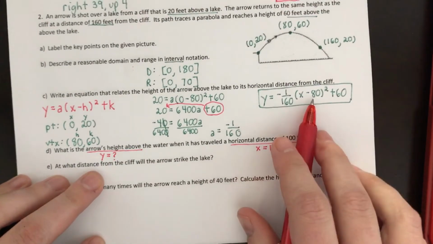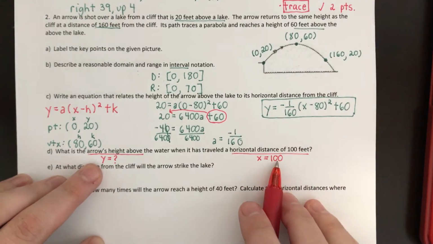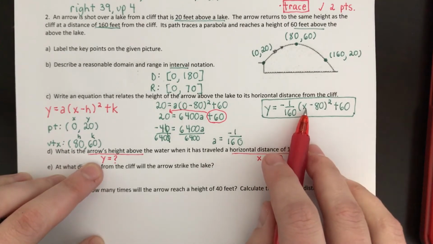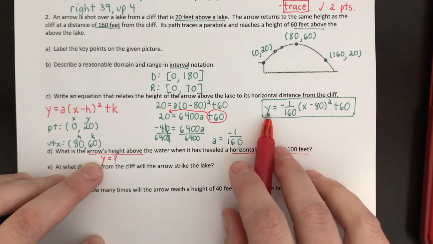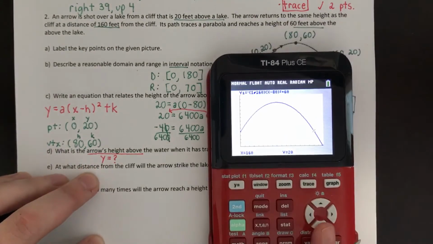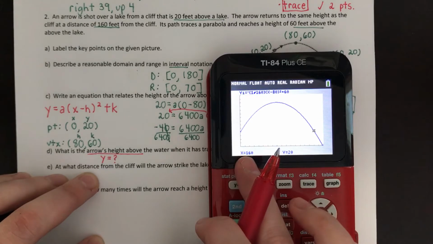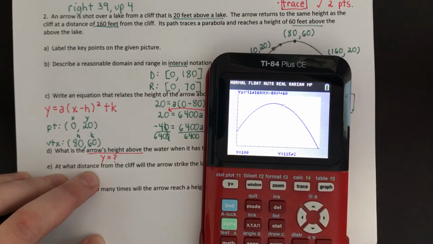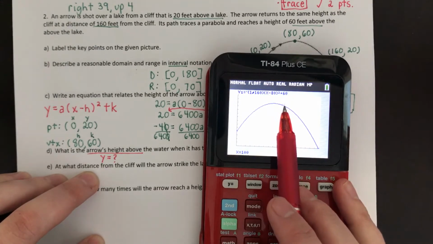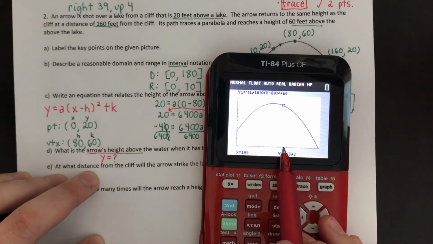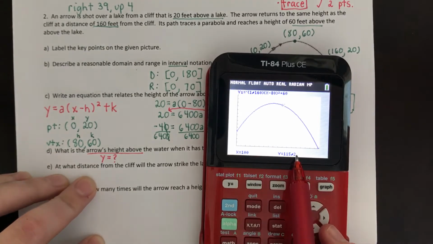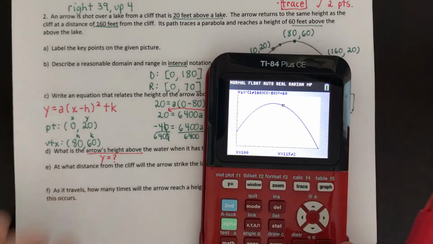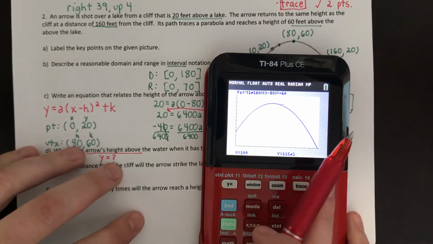Well, you've got the equation. You have a couple of choices. You could certainly plug in 100 for X here. You could type that in the home screen and get out your Y. But we've already got the calculator here. We've already got the trace key on. I can go ahead and hit 100, X equals 100 here, hit enter, and it will give me the Y value. So the Y, the height at the horizontal distance of 100, is 115 divided by 2. Well, 115 divided by 2 is 57.5.